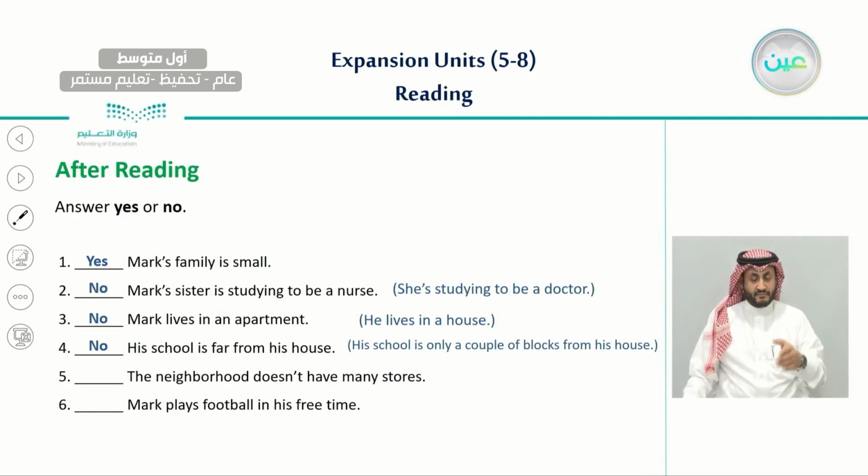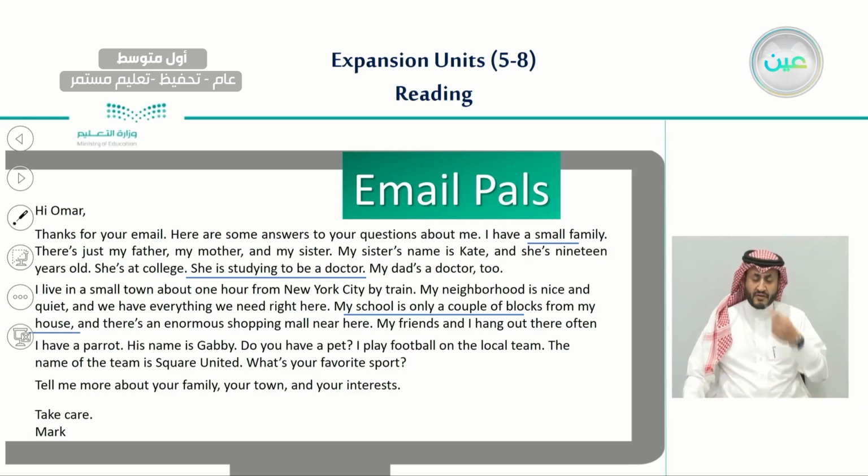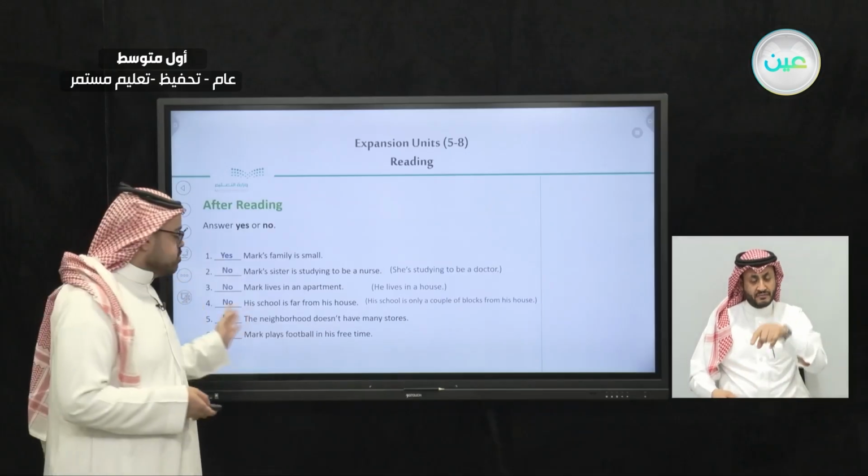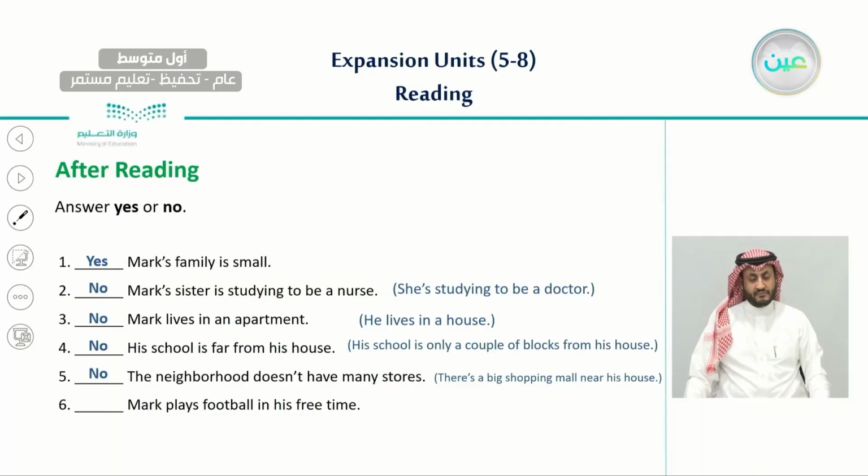Number 5, the neighborhood doesn't have many stores. Let's go back and see where he talks about his neighborhood. He said that there is an enormous shopping mall near here. An enormous shopping mall? So we can answer this by saying no. Their neighborhood has a big shopping mall near his house.